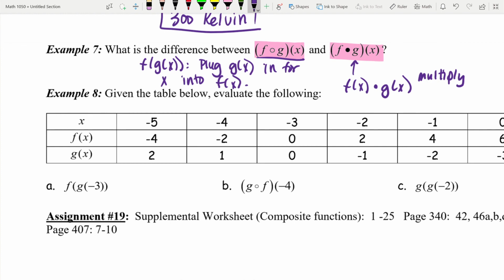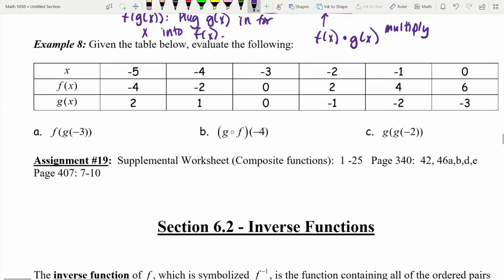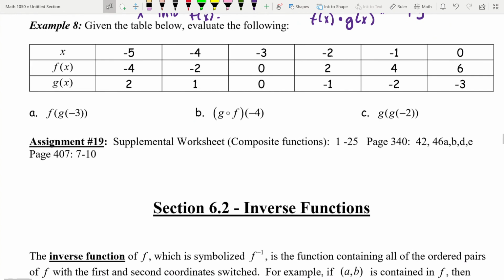Okay, great. Now we're going to do composition of functions with a table. Remember, if this is a number, you start on the right. So everybody look and find g of -3. If x is -3, what's your g of x? A 0. So that means f of 0. Now go to an x value of 0. What's your f of x? 6. That's your answer.